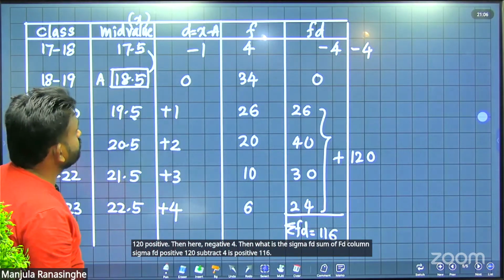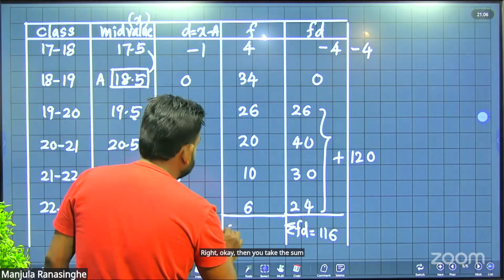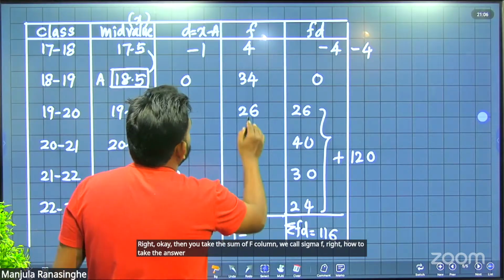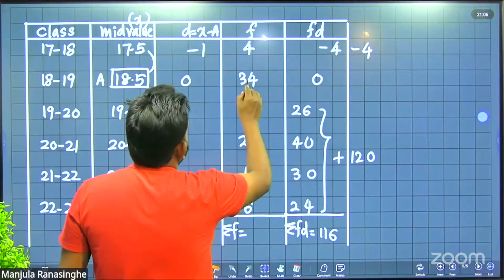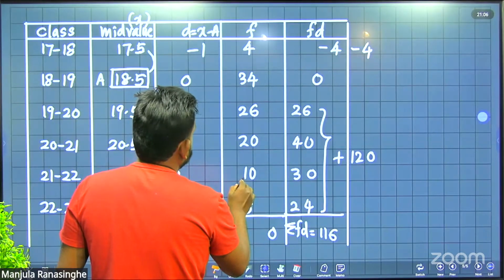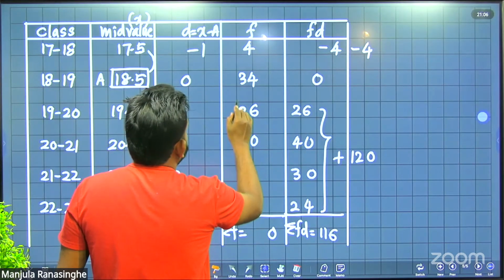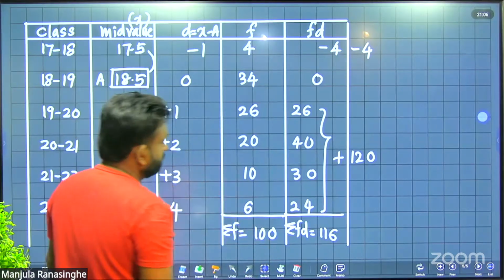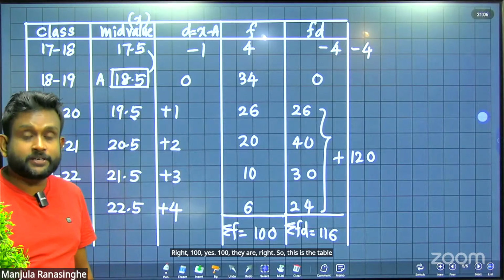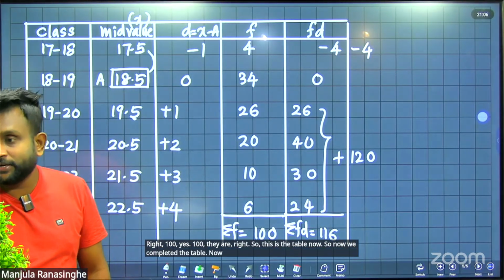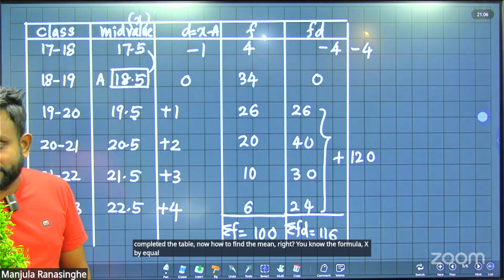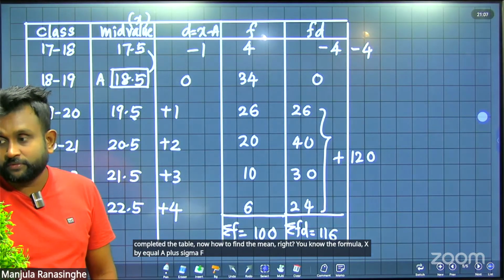Right, okay, then you take the sum of the F column, we call sigma F. Right, 100, yes, 100 there. So this is the table now. So now we completed the table. Now how to find the mean? You know the formula, x bar equals a plus sigma fd over sigma f.